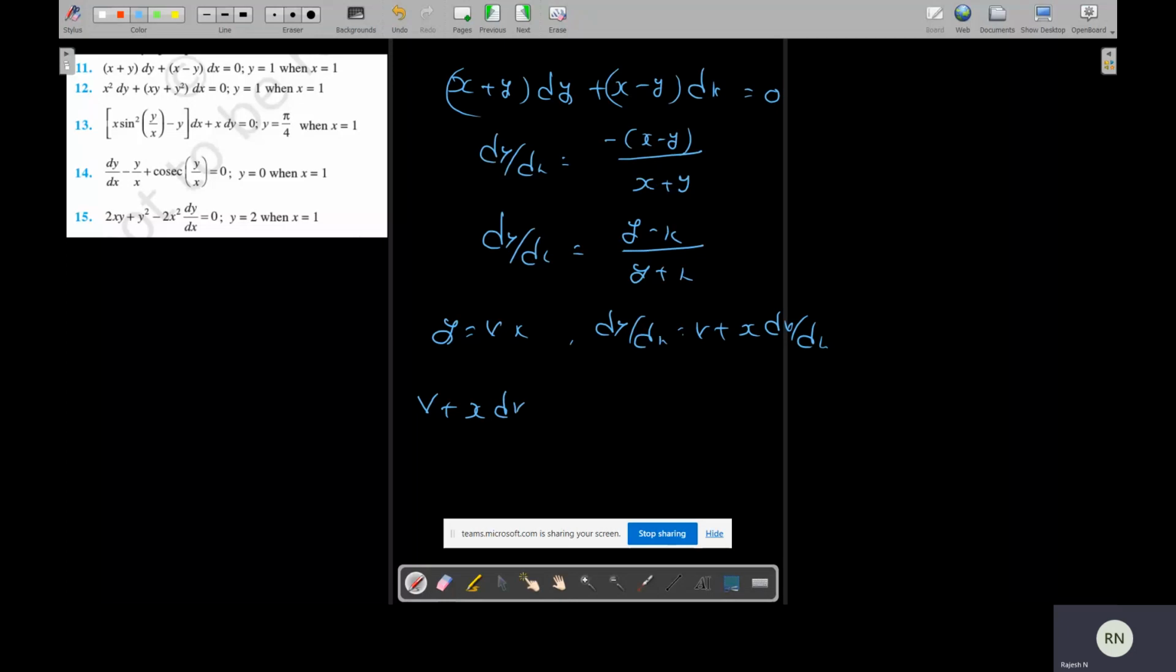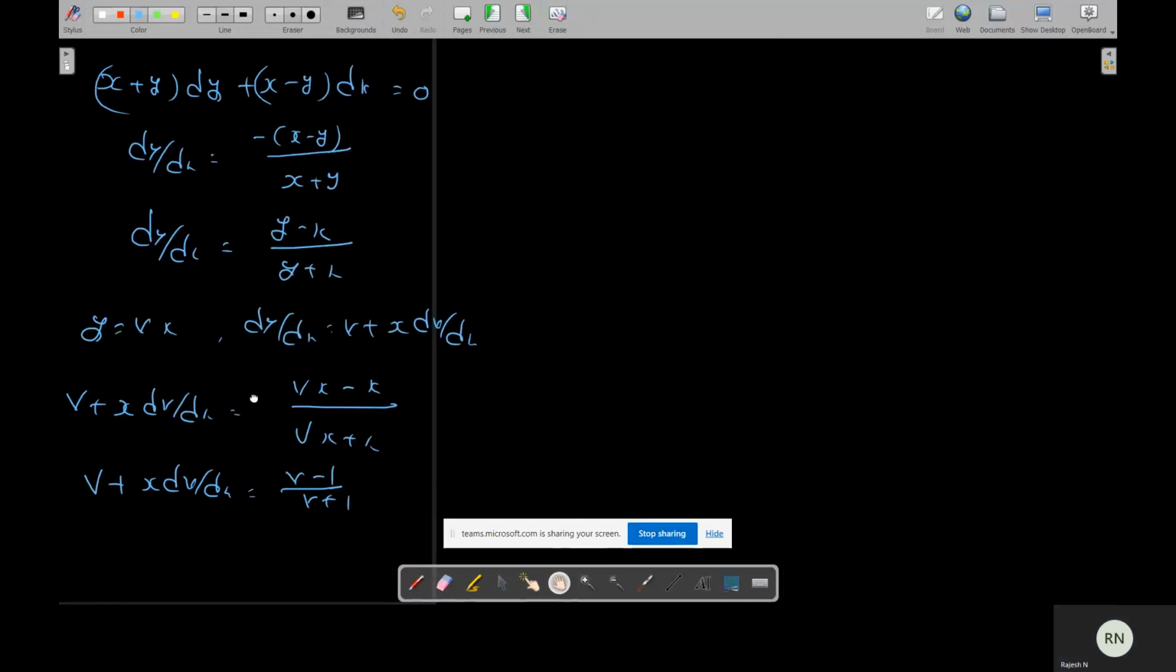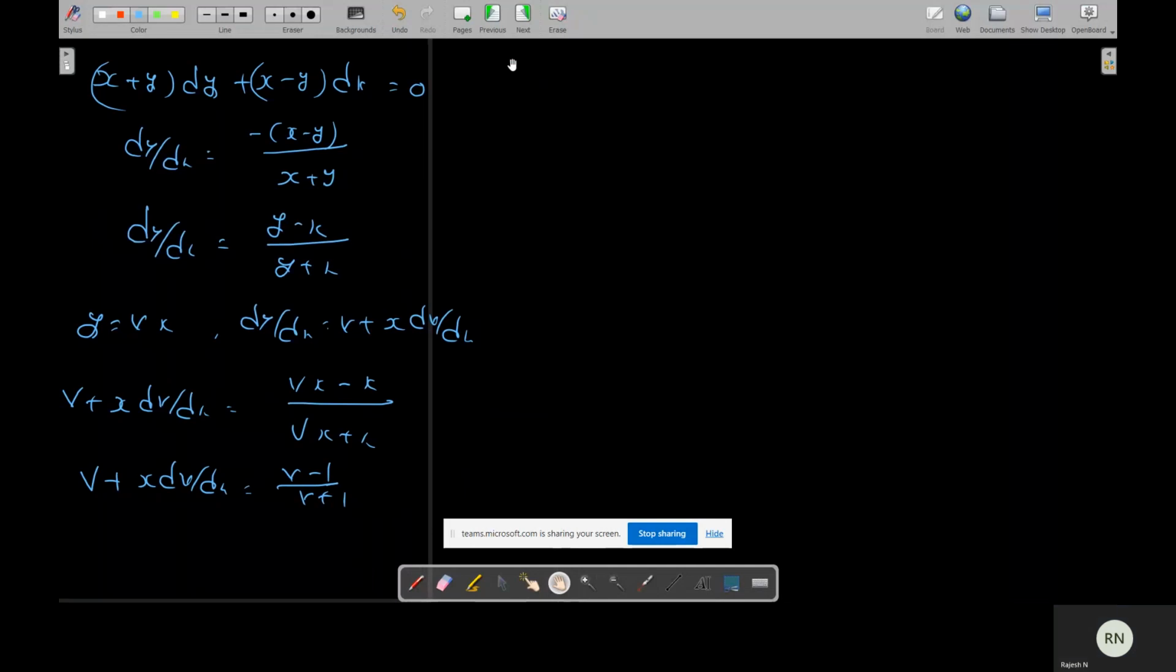Therefore, v plus x into dv by dx is equal to (vx minus x) by (vx plus x). Therefore, v plus x dv by dx is equal to (v minus 1) by (v plus 1). Then x dv by dx is equal to (v minus 1) by (v plus 1) minus v.